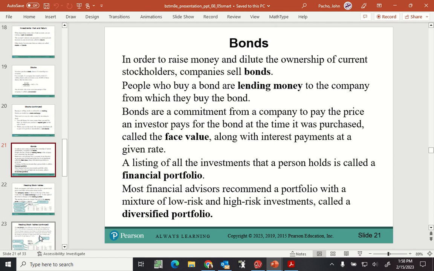Is there a name for that? Like waiting for it to mature? Yeah, it's mature. So waiting for it to mature. So you're buying bonds, okay? So yeah, that's another one.